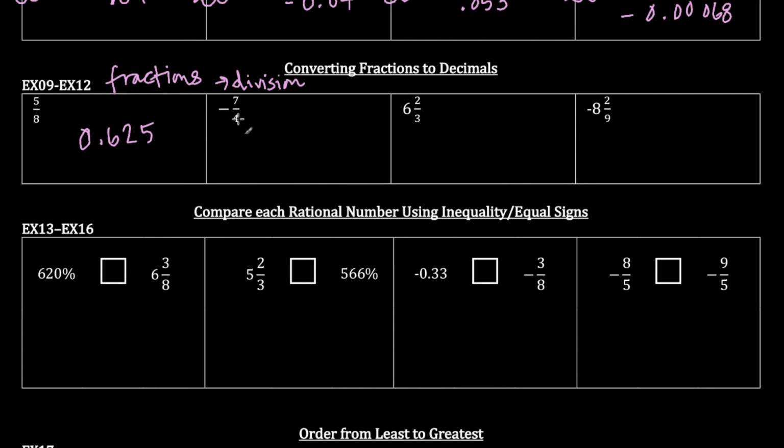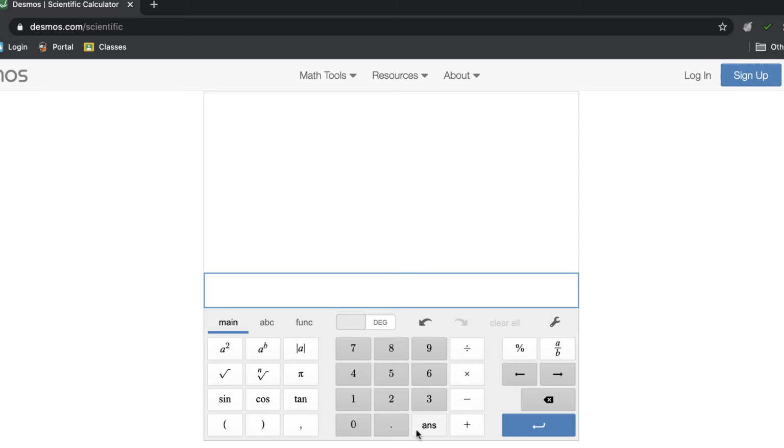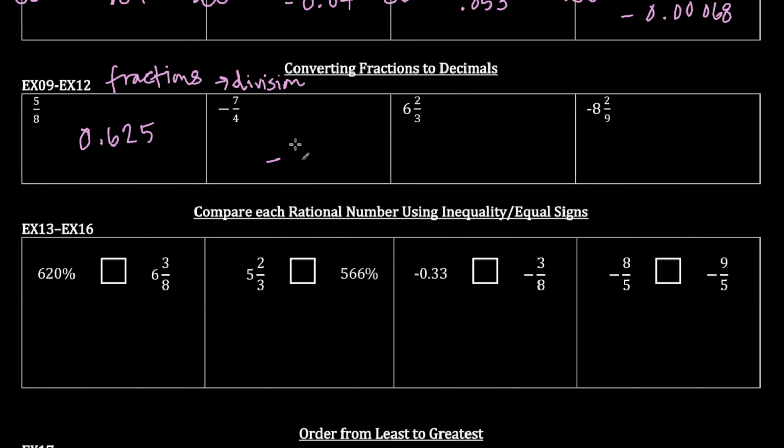So negative 7 over 4, negative 7 fourths. So I could just clear. I don't see the negative, but we can just put it in there. So 7 over 4 is 1 and 75 hundredths. So negative 1 and 75 hundredths.